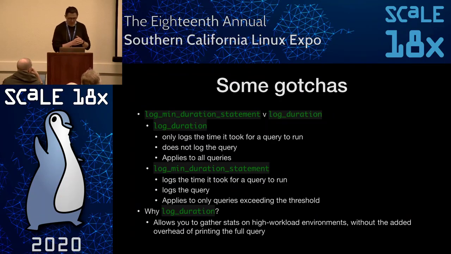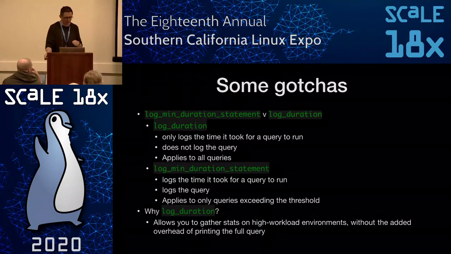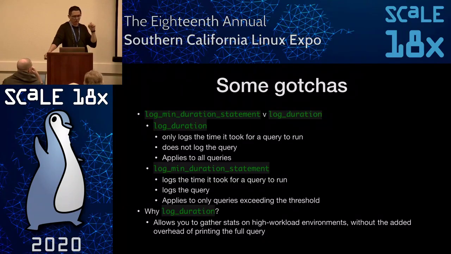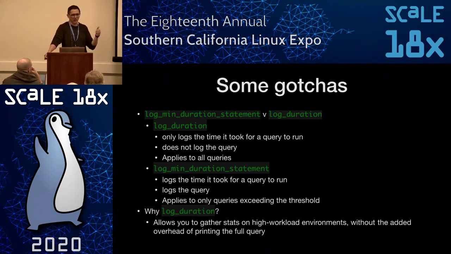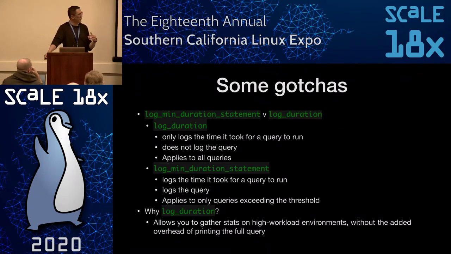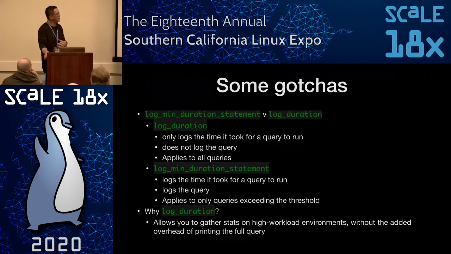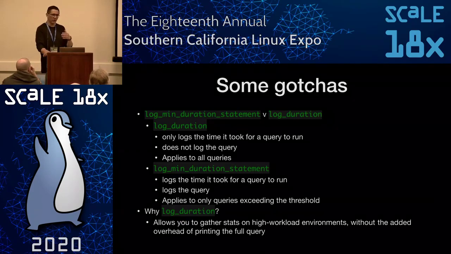Okay. log_min_duration_statement versus log_duration. log_duration will log the time that it took the query to run. It will not log the statement. log_min_duration_statement will log the time and the statement, but only the ones above the threshold that you set. Where this is useful is if you've got a high traffic workload, you don't want to log all your statements. That generates high I/O. So you turn on log_duration. You get all the durations, then you can throw it into your statistics manager or calculations and look for anomalies that way.